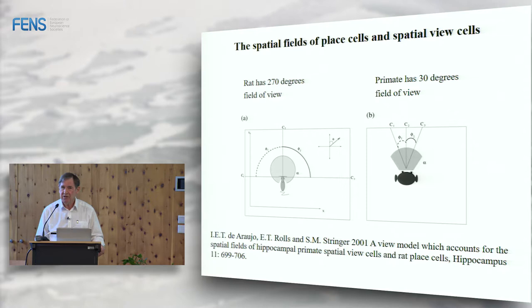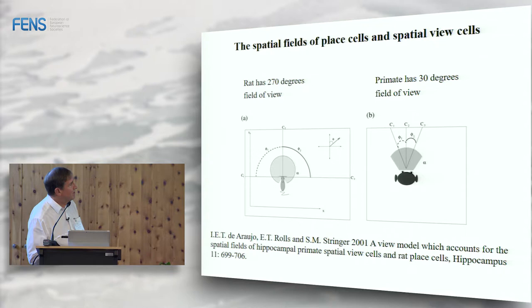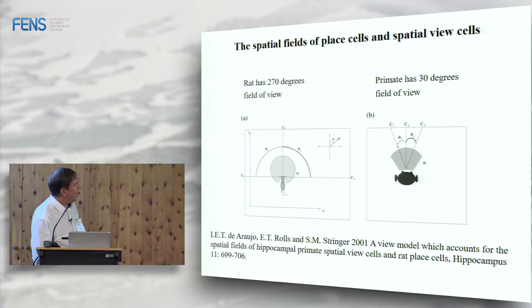Now, what on earth are monkeys doing with these spatial view cells? Well, we think it's just like a rat place cell, except that monkeys have a different visual system. So a rat has about 270 degrees of vision. I've shown it here as 180 degrees. So if you think of triangulating room cues, you can work out by a combination of C1, C2, and C3 where you are.